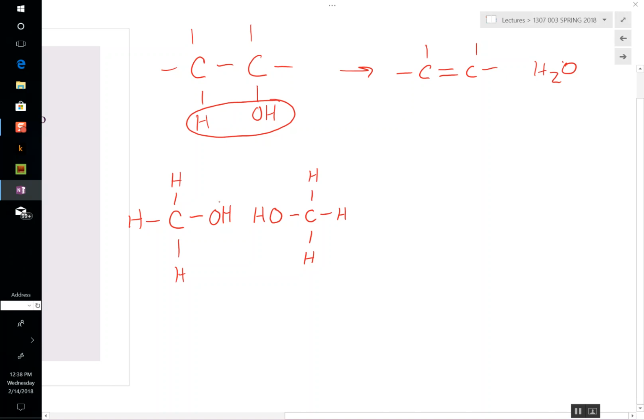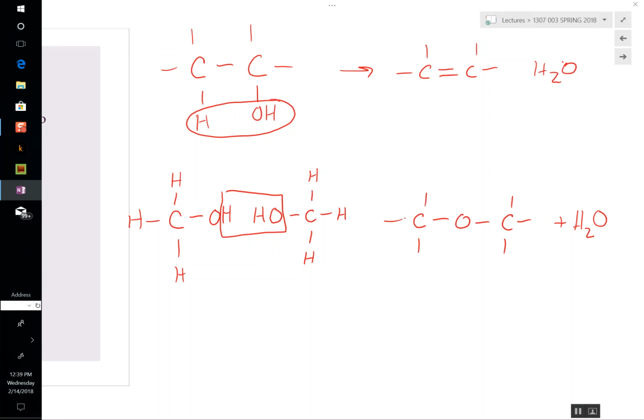And if we eliminated a water molecule from between two alcohol molecules, take a look at what would be left. We got a carbon, we got an oxygen, we got a carbon. Carbon, oxygen, carbon. And that is an ether. It's an ether.